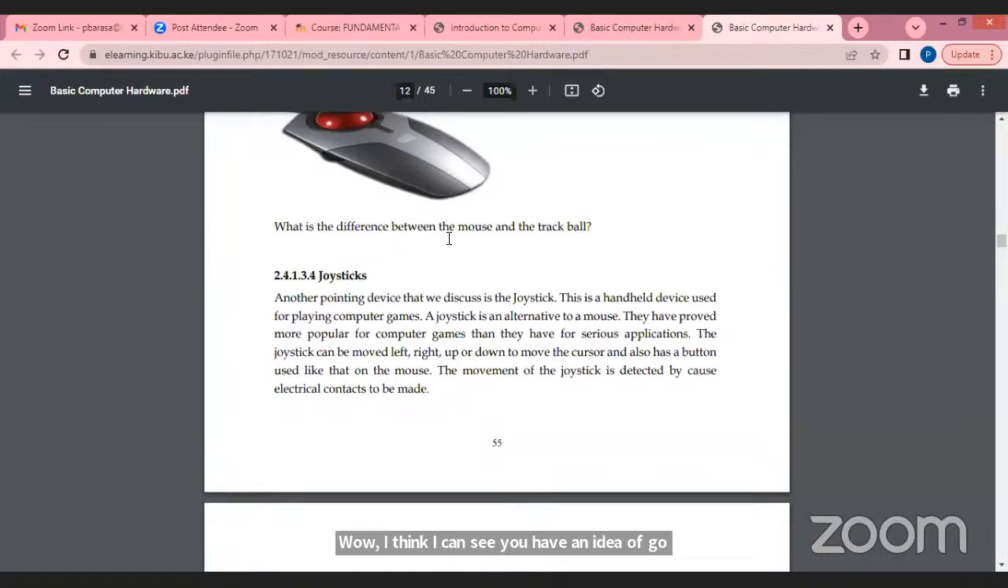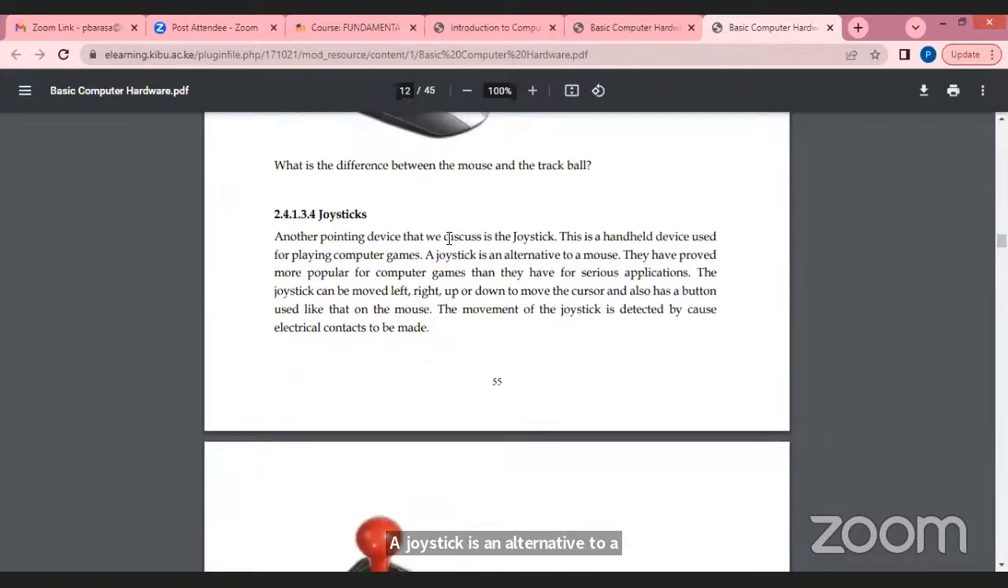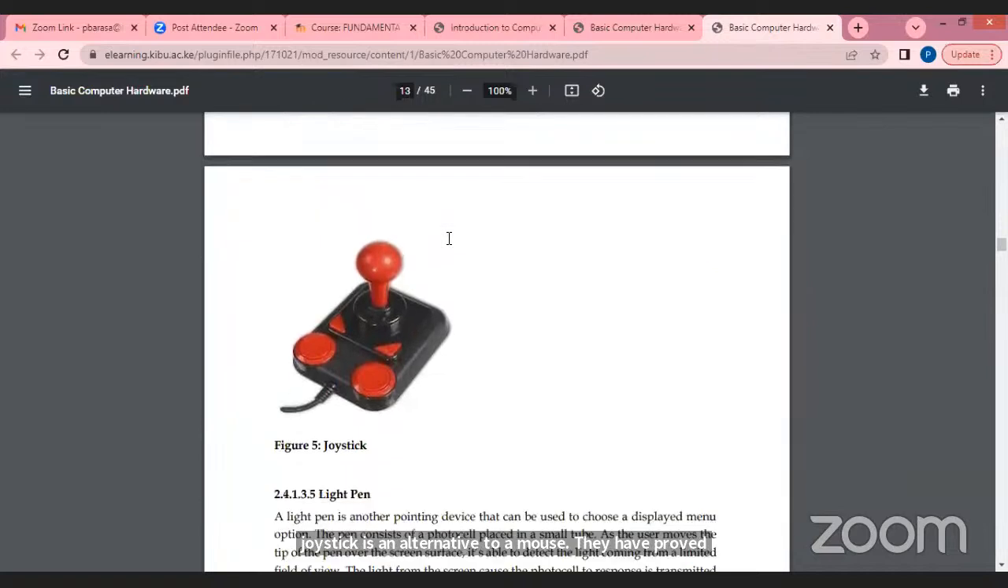This is a handheld device used for playing computer games. A joystick is an alternative to a mouse. They have proved more popular for computer games than they have for serious applications. The joystick can be moved left, right, up, or down to move the cursor. It also has a button used like that on a mouse. The movement of a joystick is detected by electrical contacts being made. So this is a joystick.